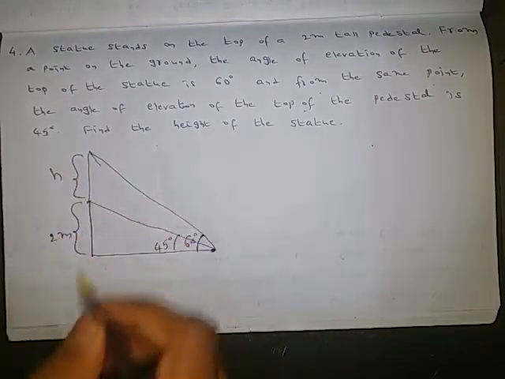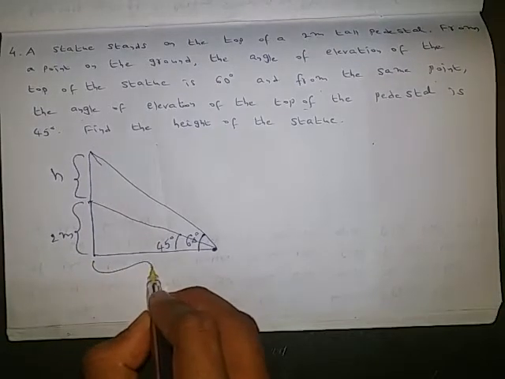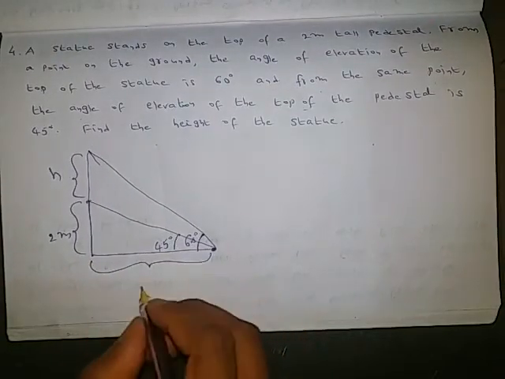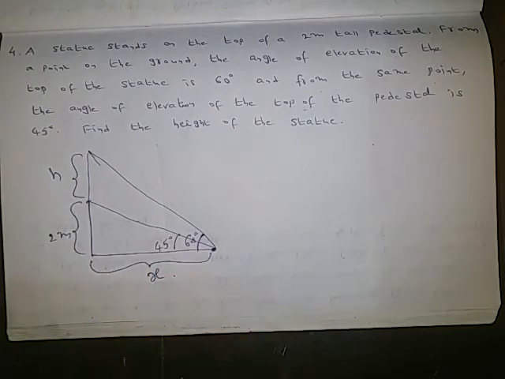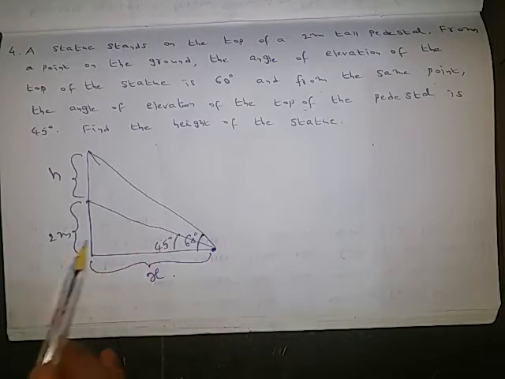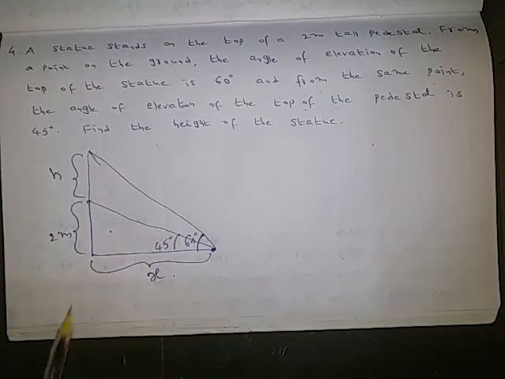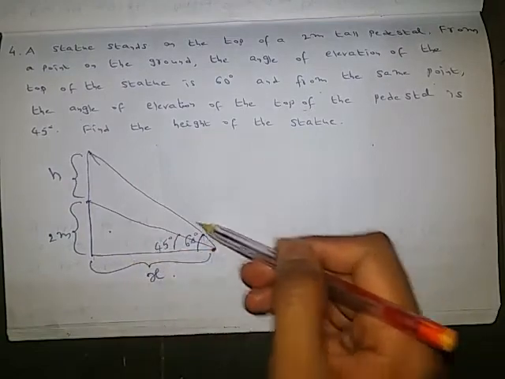This is the statue, so this height we need to find out. That height I am taking as some constant h. Next, the base value is also not there, so I am taking this base value as some constant x. Now here we have two triangles in total. One is a smaller triangle and one is a bigger triangle.